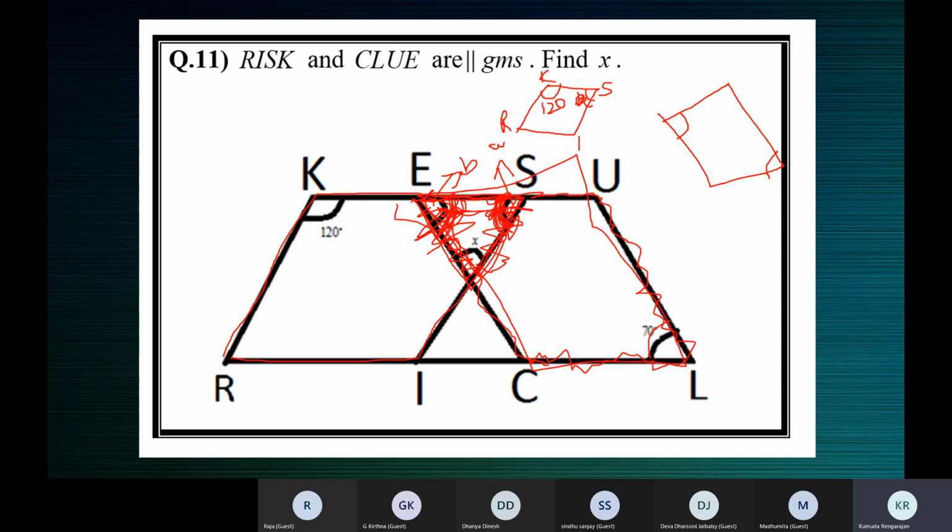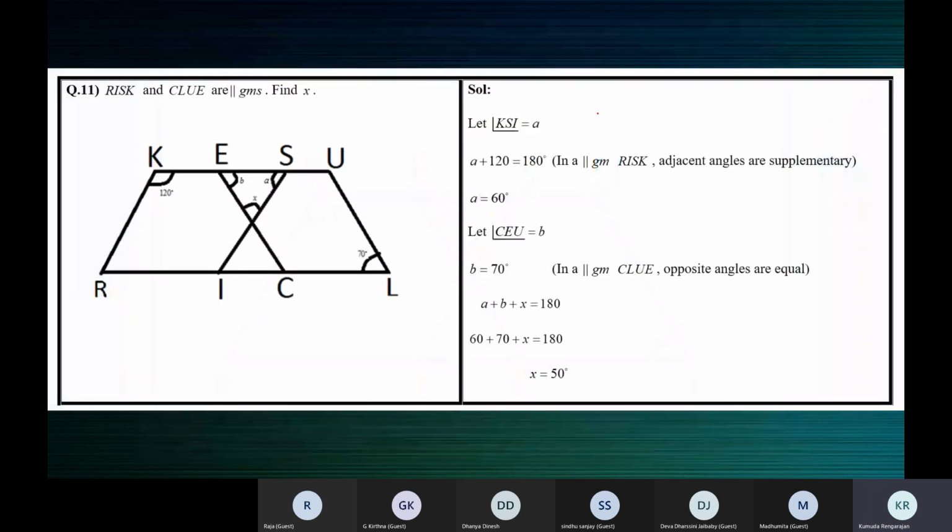120 and A, they are adjacent angles. So they are supplementary. So A is equal to 60 degrees. 120 plus A is equal to 180. A is 60. So once you find A and B, you can find X. X is equal to 50 degrees, ma'am. Very good. Yes. So there are two parallelograms. This is one parallelogram, and this is the other parallelogram.